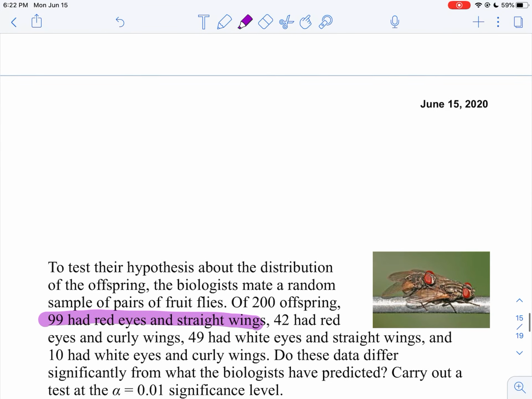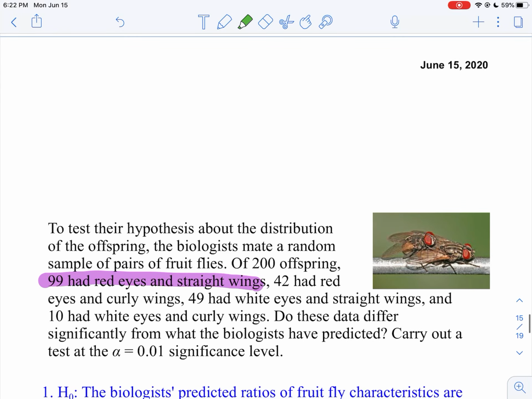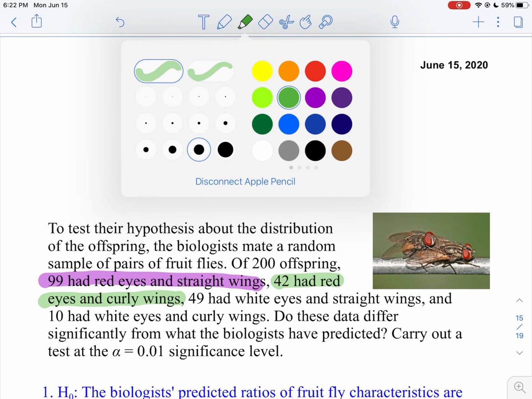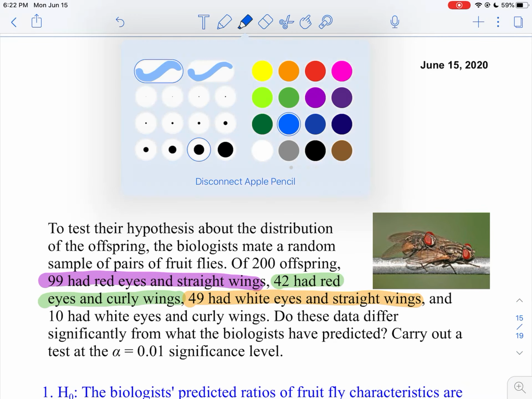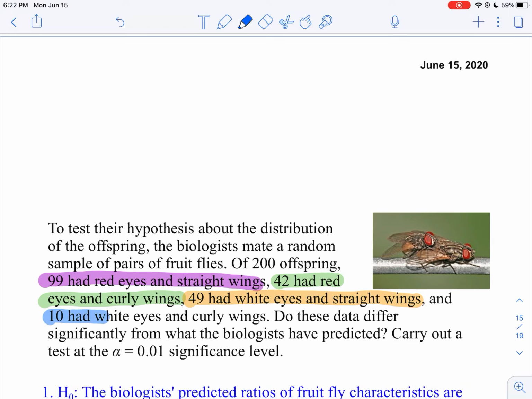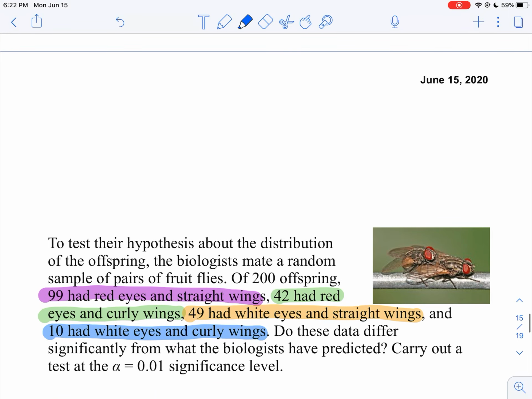And then I went with green was red eyes and curly wings. And then I went with orange was white eyes and straight wings. Whoops. 49 of those. And then I went with blue for the last one. 10 had white eyes and curly wings. So do these data differ significantly from what the biologists have predicted? Carry out a test at the alpha equals 0.01 significance level.